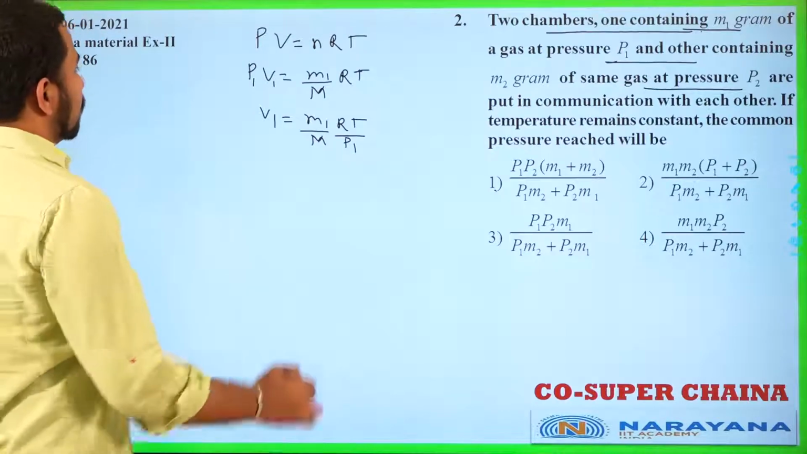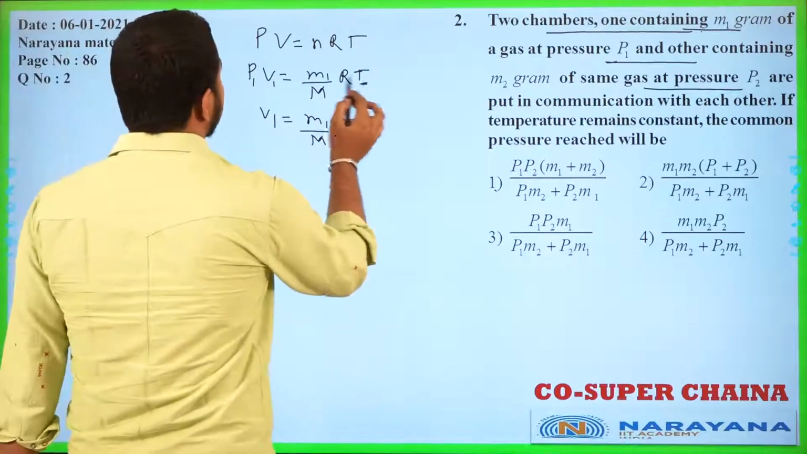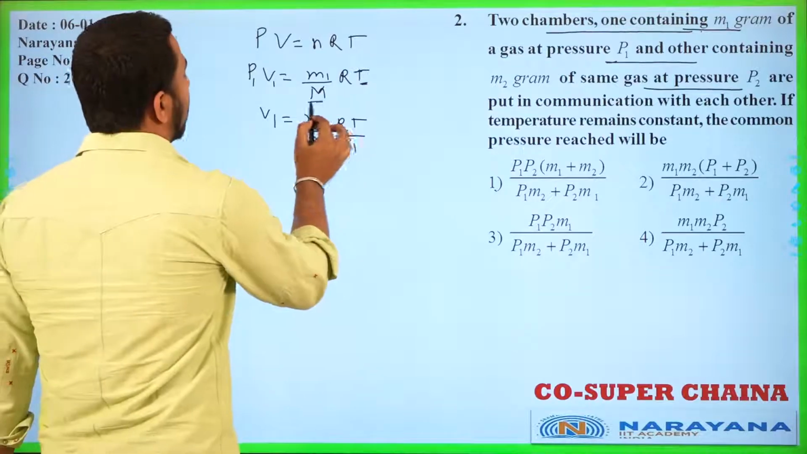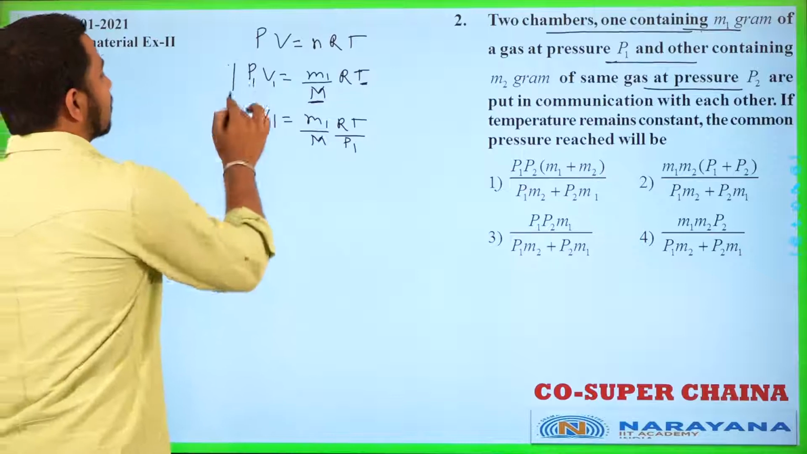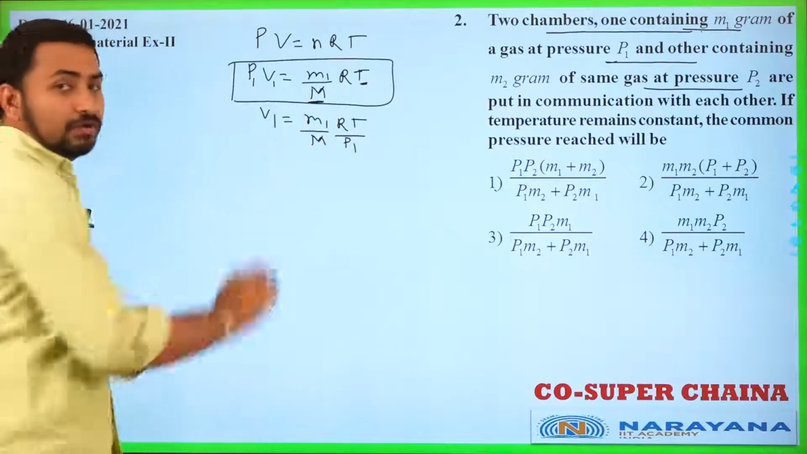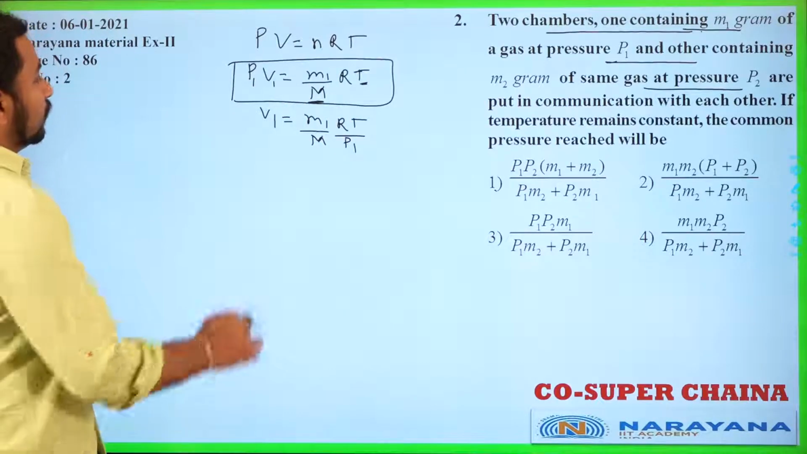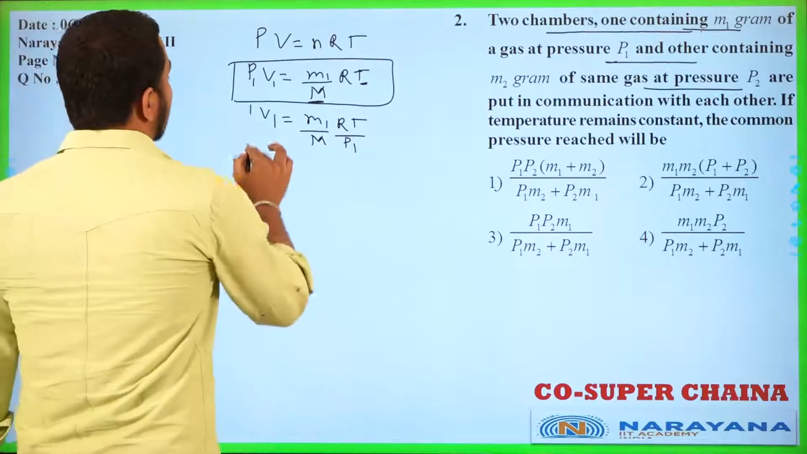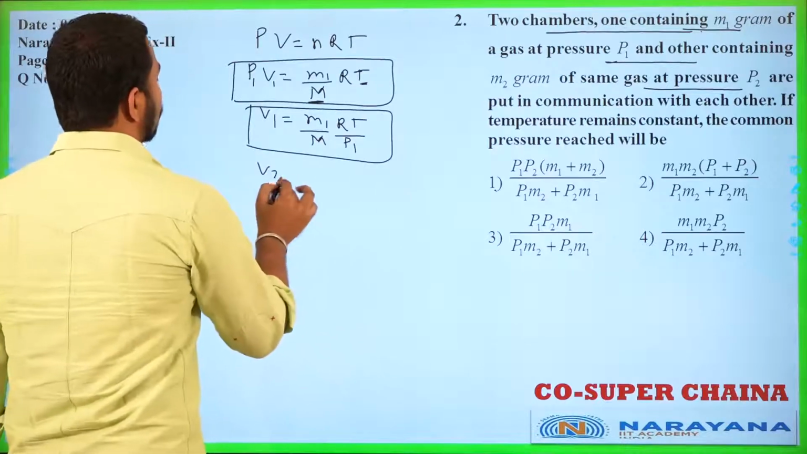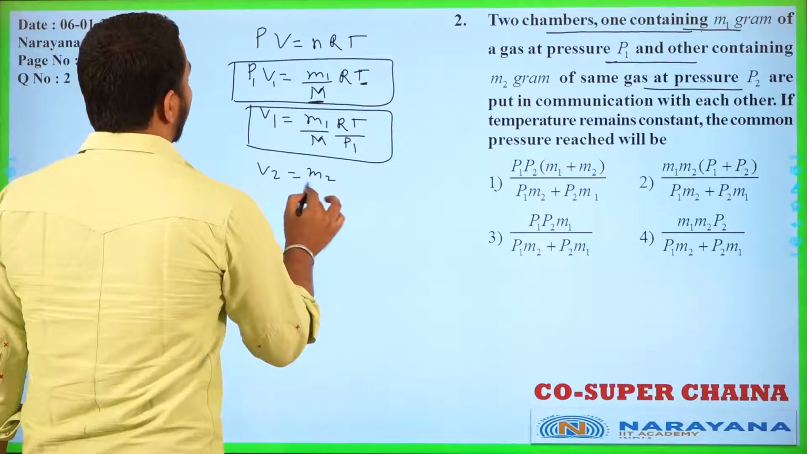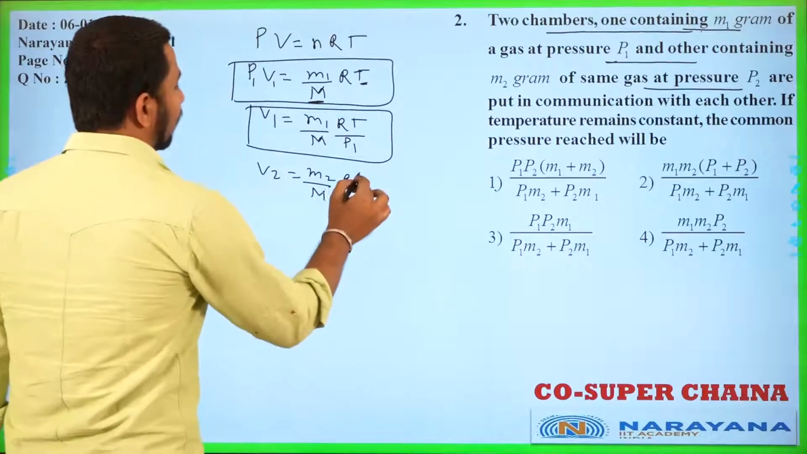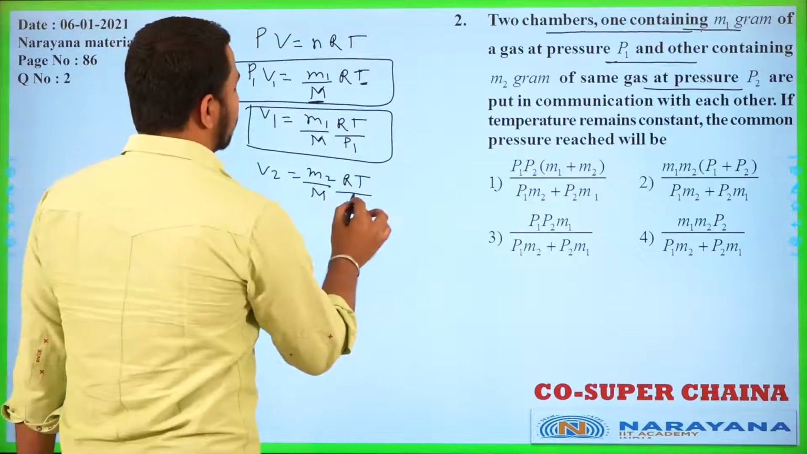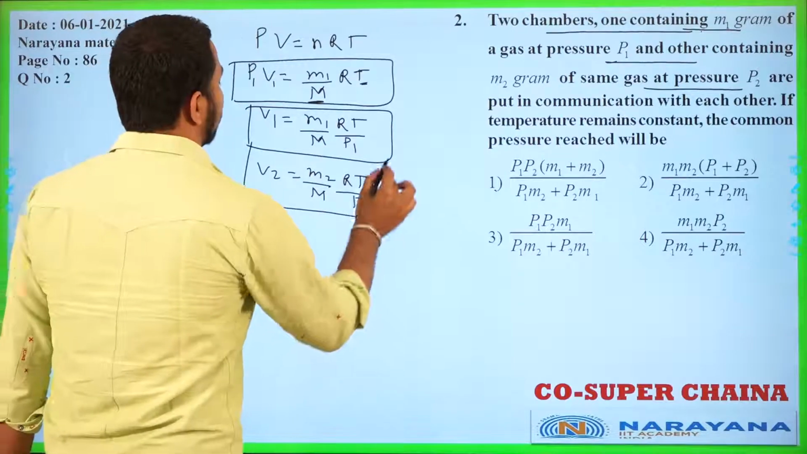So PV equals nRT. We are using this temperature, and the molecular mass of the gas is the same. Just mind this: the temperature and molecular mass of the gas are the same. So V1 is this. Analogous to this, we will get V2. V2 will be M2 by M, RT, and the pressure will be P2, right? So we got V1 and V2.